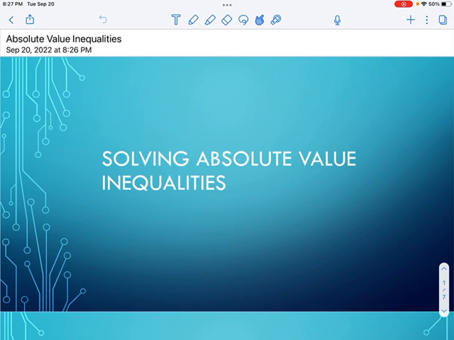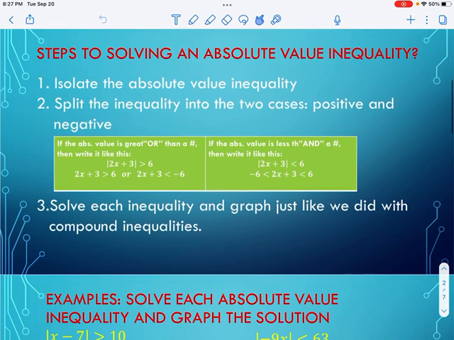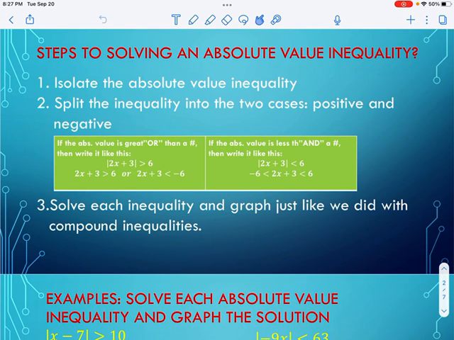All right, we are going to be solving absolute value inequalities. So the first thing we need to do is look at how we solve them. What are the steps? The first thing I need to do is isolate the absolute value in the inequality. What that means is I have my absolute value, and whatever's inside of there is going to be greater than or less than some number. If there's anything on the outside of that absolute value, I've got to move it to the other side.